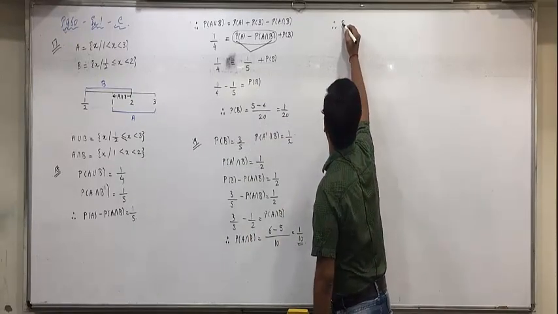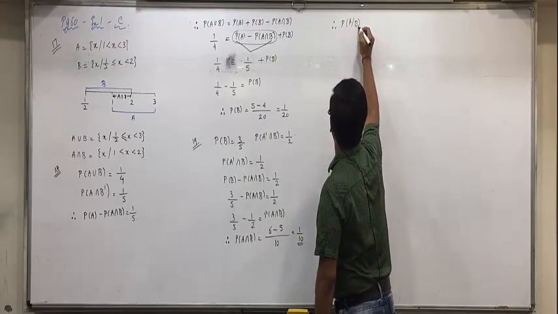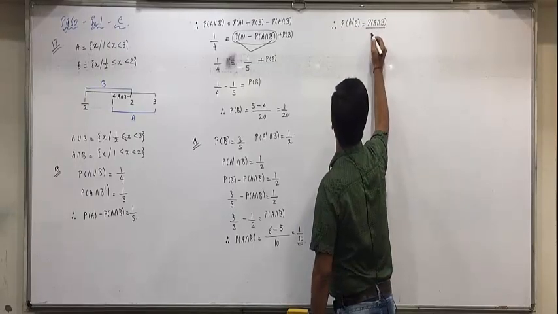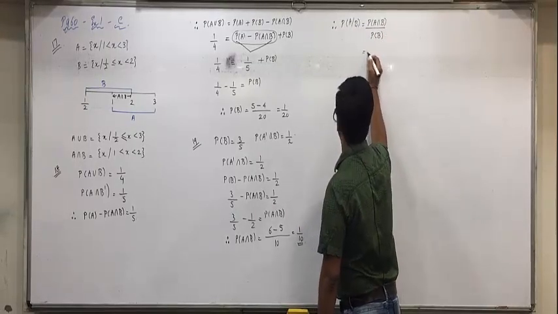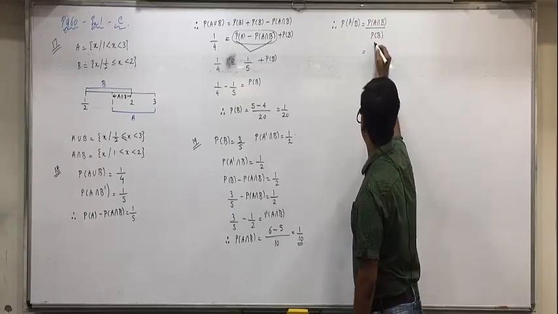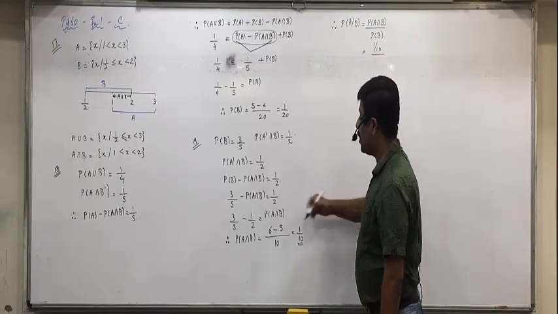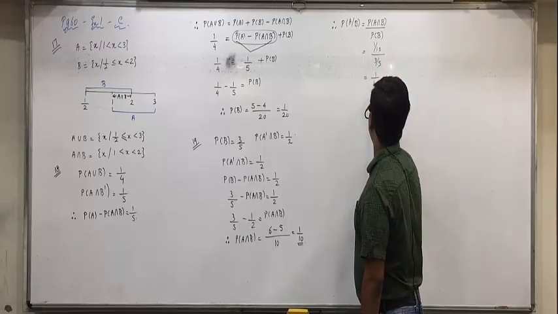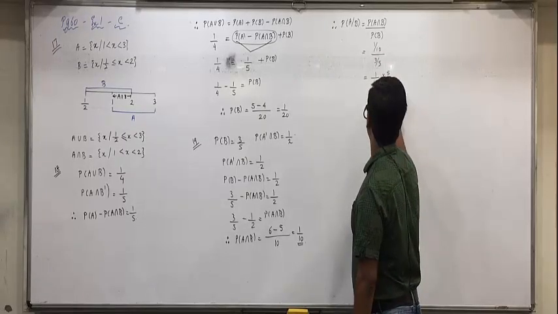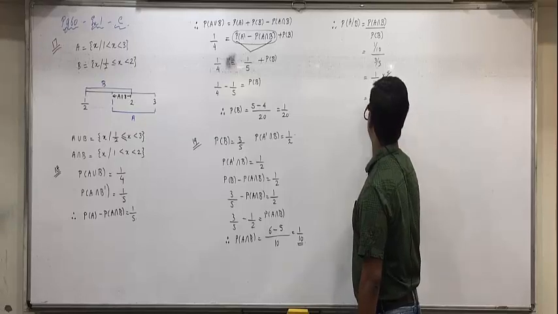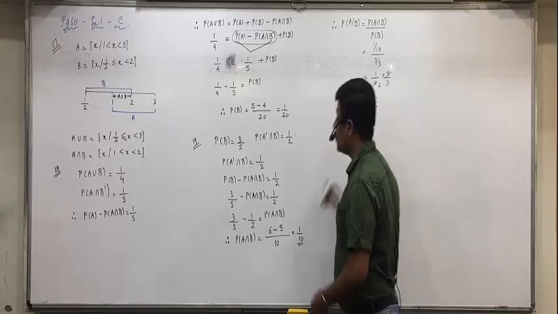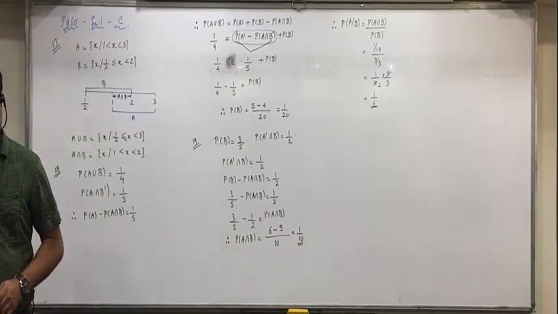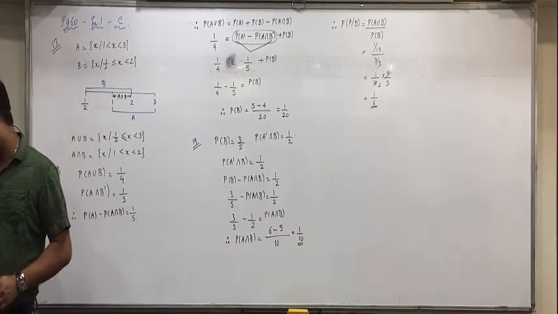Now we can find P of A slash B. Therefore, P of A slash B is equal to P of A intersection B upon PB. A intersection B is 1 by 10, upon PB which is 3 by 5. So 1 by 10 into reciprocal 5 by 3. 5 into 2 is 10, so 1 by 6. 2 into 3, 6. Did everyone understand this? Next.